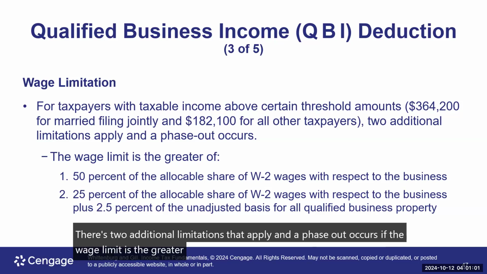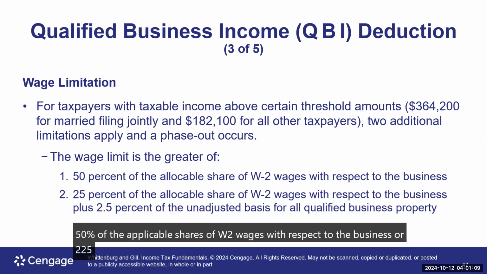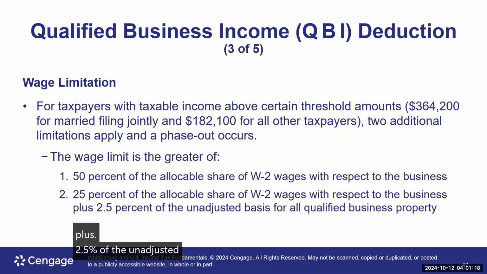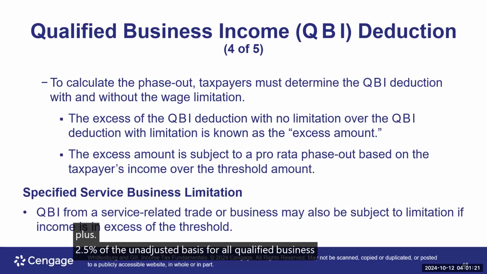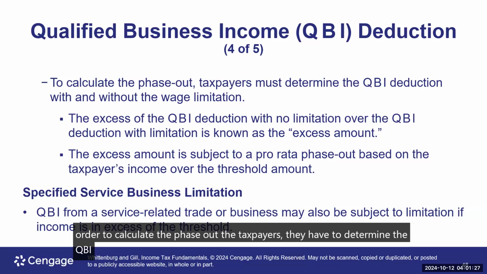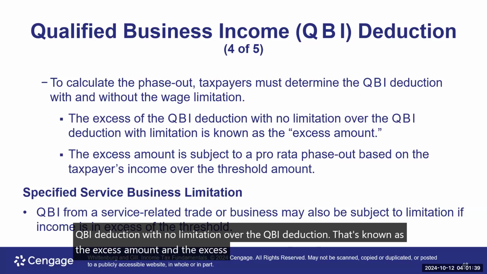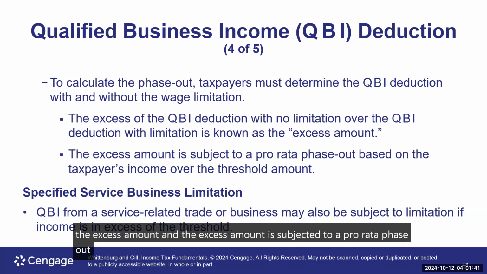is the greater of 50% of the allocable share of W-2 wages with respect to the business, or 25% of the allocable share of W-2 wages with respect to the business, plus 2.5% of the unadjusted basis of all qualified business property. And in order to calculate the phase out, the taxpayers have to determine the QBI deduction with and without the wage limitation.